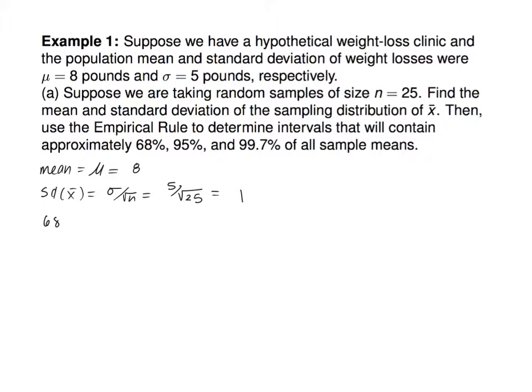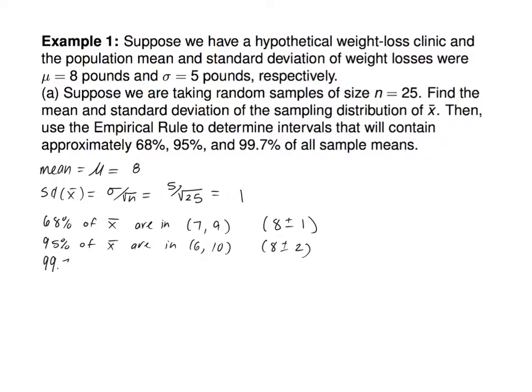Okay. So 68% of X bar are in what interval? 7 to 9. Do you guys see how they got that? If I say 8 plus or minus 1, does that make sense? Plus or minus 1 standard deviation, which in this case happens to be just 1. How about 95% of your means? They are in 6 to 10. So that's 8 plus or minus 2, officially 2 times 1, which is just 2. And how about 99.7%? They are in 5 to 11.